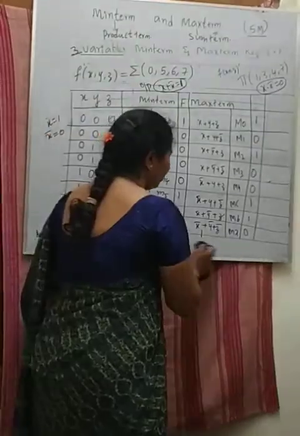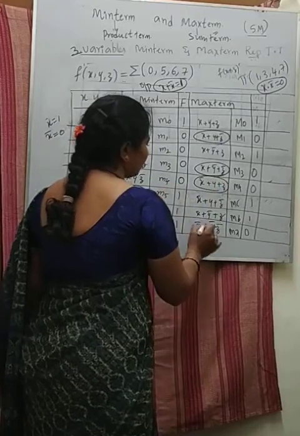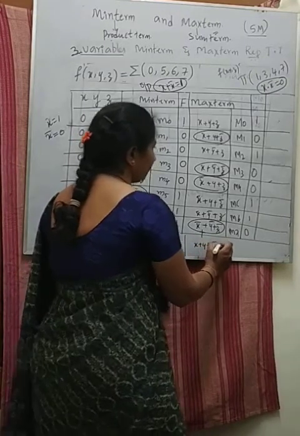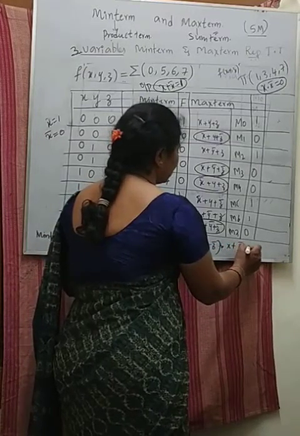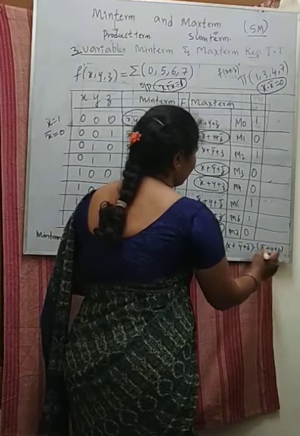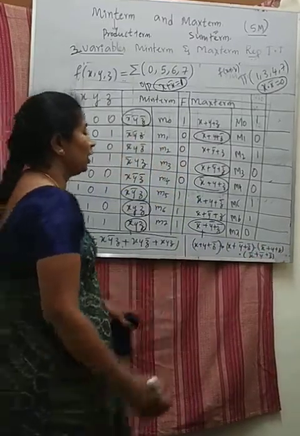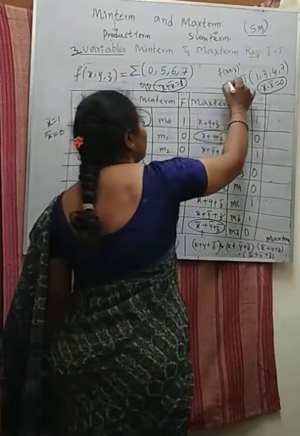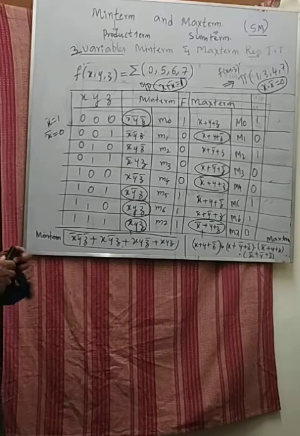Similarly, how can you write here? What are the things present? This one is present. This one is present. This one is present. This one is present. How can we write here? x plus y plus z bar, into x plus y bar plus z bar, into x complement plus y plus z, into x complement plus y complement plus z complement. This is your max term for the variables present in the given POS. This is your three variable representation.